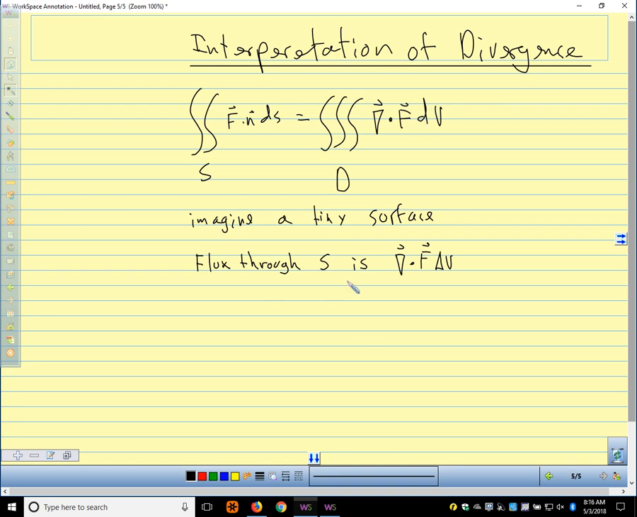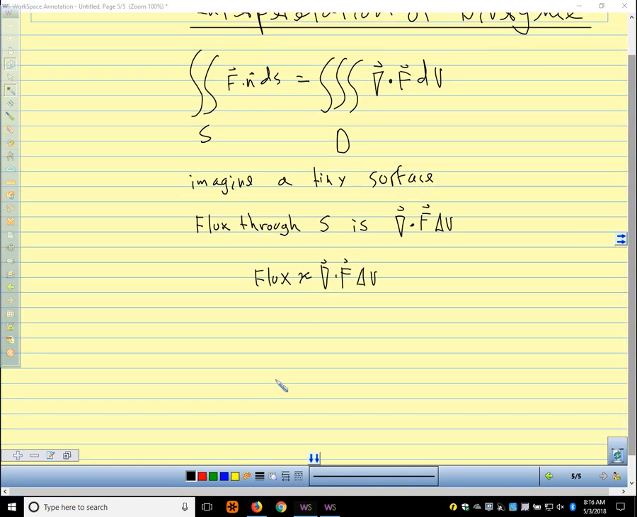Well, so what we're saying, we can write as an equation, is that the flux is approximately equal to del dot F delta V. That's what we're saying here. Or the divergence of F is the flux over delta V.